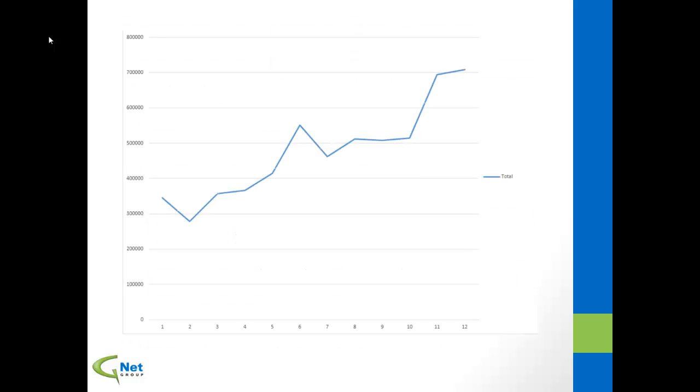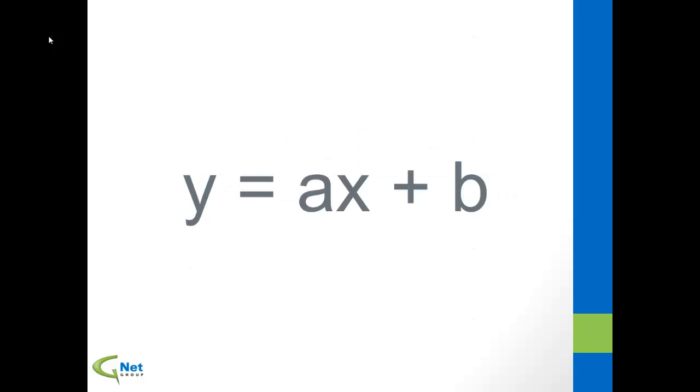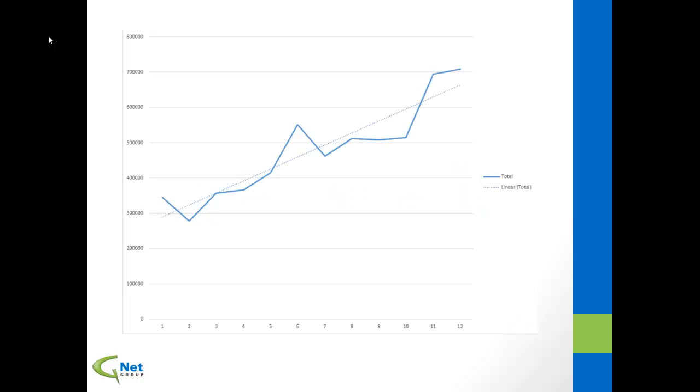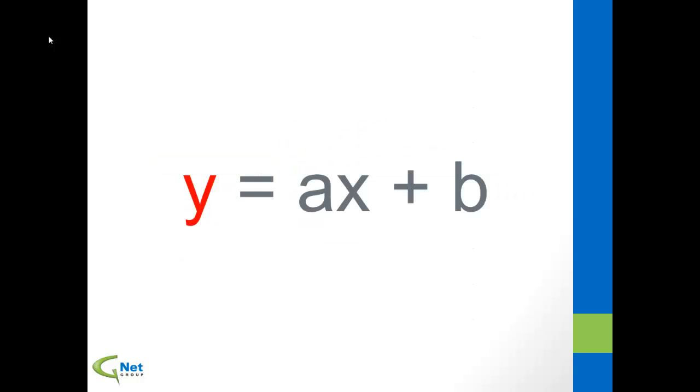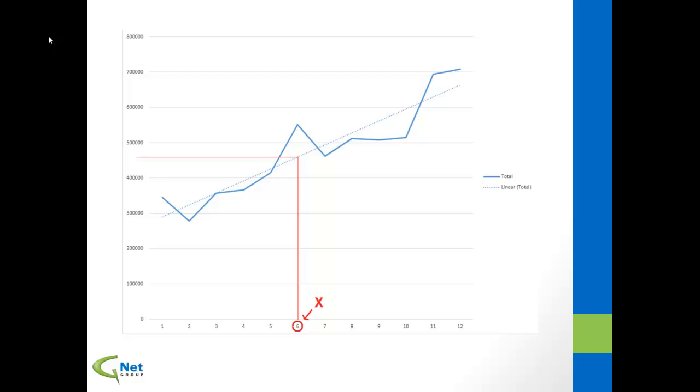Here's a standard line graph with values on the y-axis plotted over integer values on the x-axis. A regression line is effectively the trend line for this graph. A linear regression line can be defined with the equation y equals ax plus b. So if you look at a specific point on the regression line, x is the value on the x-axis. Not surprisingly, y is the value on the y-axis for the same point on the regression line.